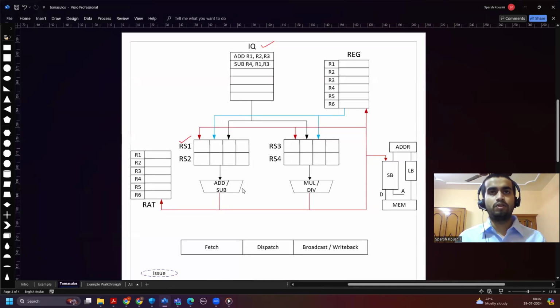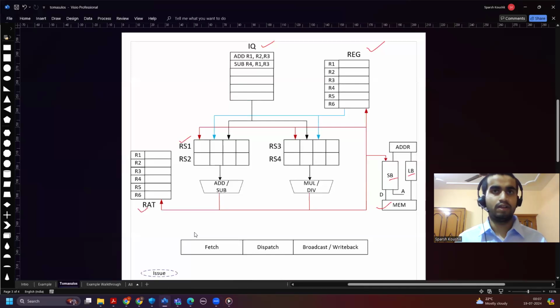The next component would be the RAT and the registers. The RAT, or register aliasing table, is present to remove false dependencies using register renaming. The registers will hold the values for the registers and would be updated by the output after the operation is completed. The store buffer and the load buffer will be used to access and write data into the memory.